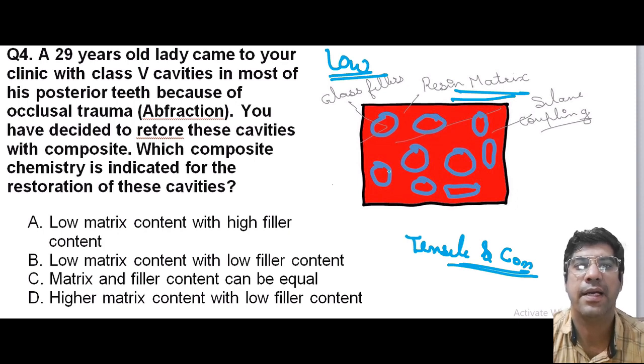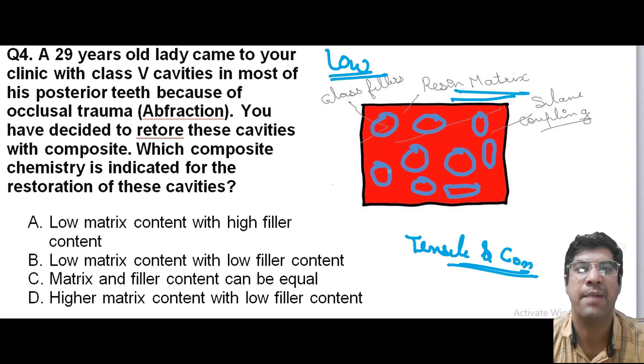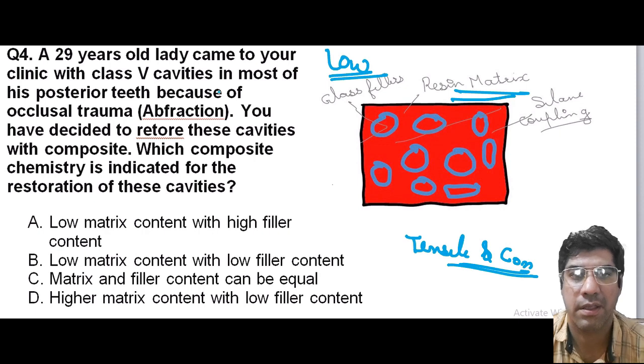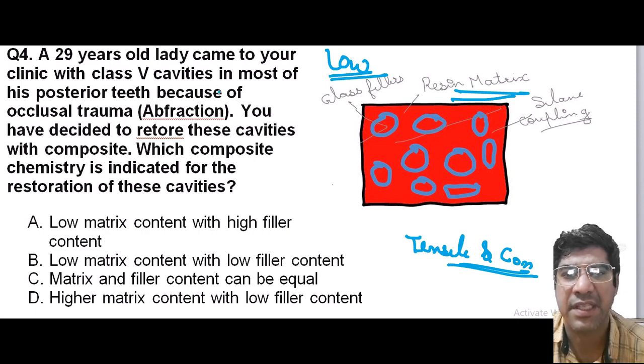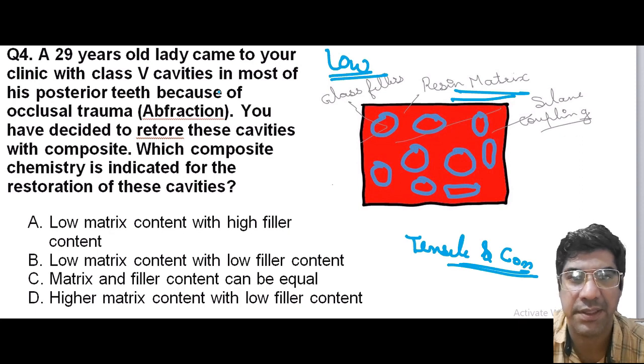The high filler content composites are often preferred for posterior restorations due to their wear resistance and strength. Class 5 lesions related to abfraction may benefit from the unique properties of composite with higher matrix content and lower filler content, so that can offer better handling and adaptation. So let us discuss the concept of these matrix and coupling agents and the glass fillers.